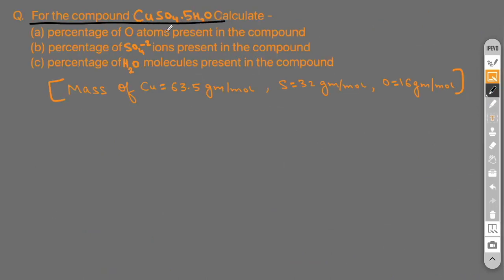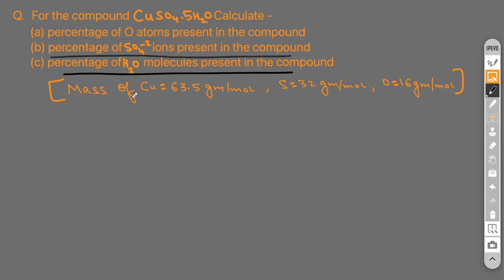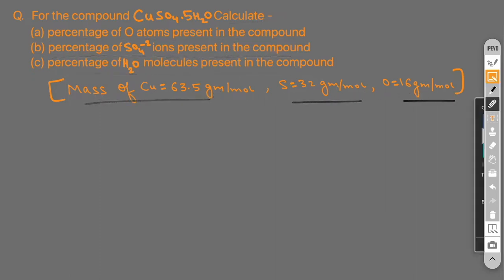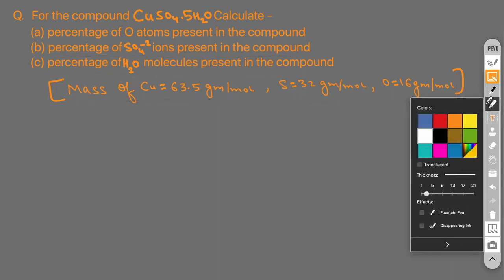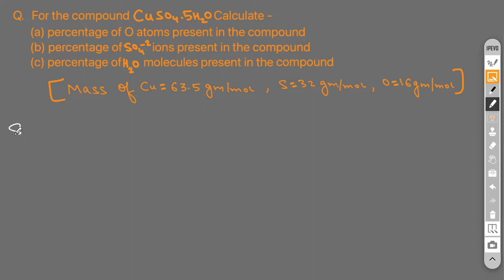For the compound CuSO4.5H2O, calculate the percentage of O atoms present in the compound. B part, the percentage of SO4 minus 2 ions present in the compound. C part, the percentage of water molecules present in the compound. The mass of Cu is 63.5 gram per mole, for sulfur 32 gram per mole, oxygen 16 gram per mole. Pause the video and solve by yourself. Now we'll solve it.